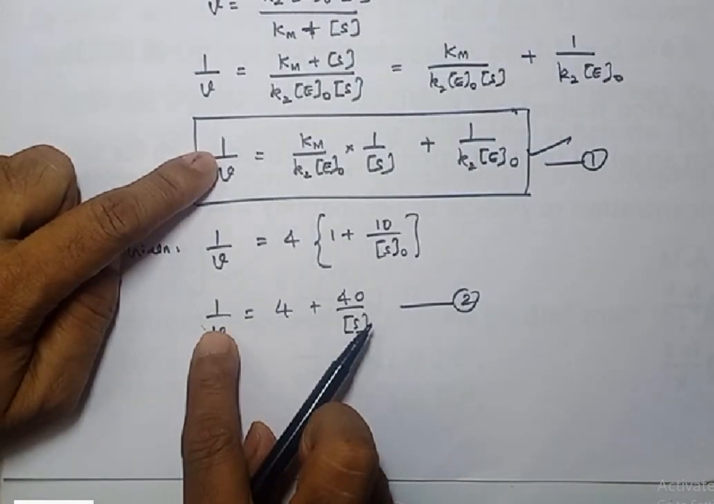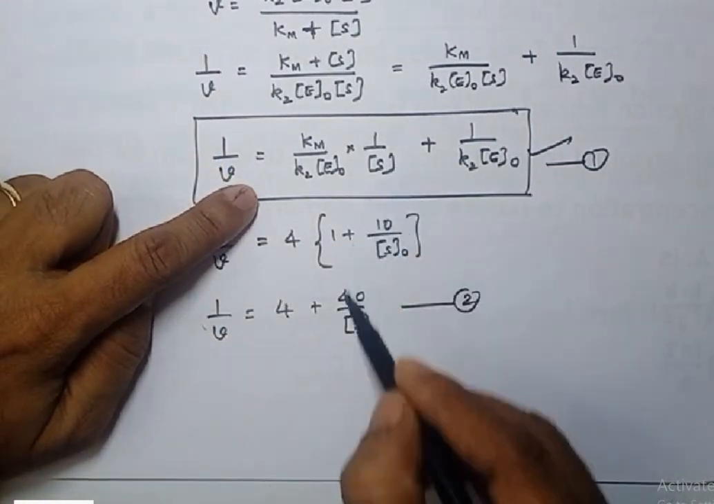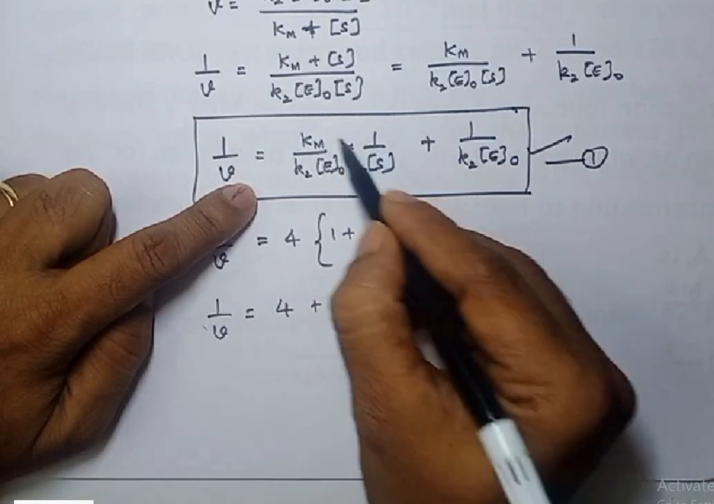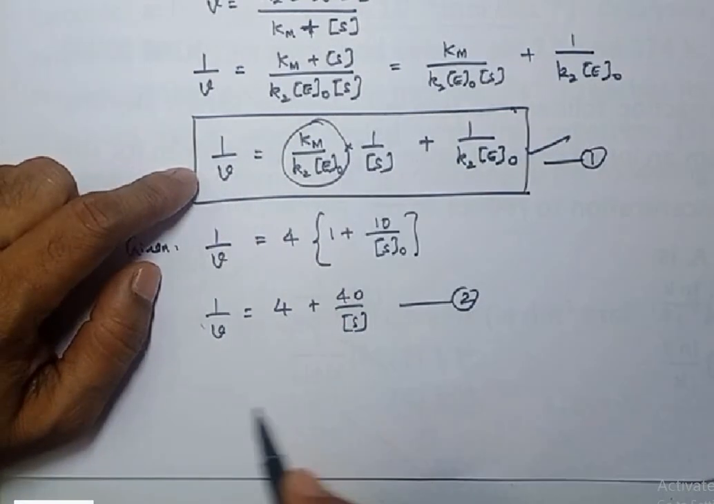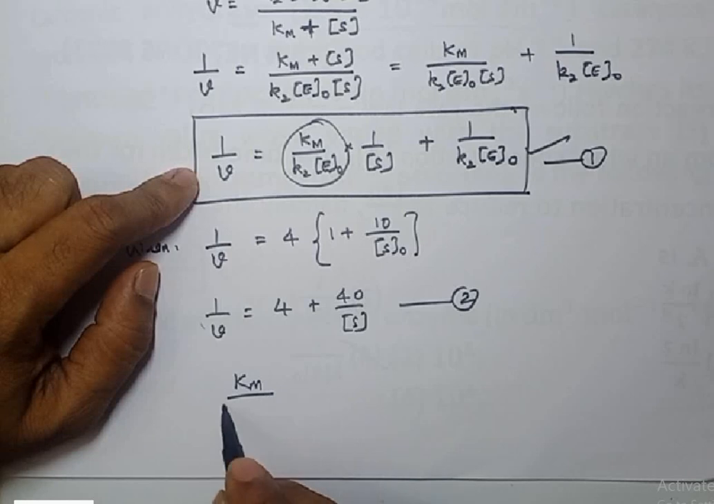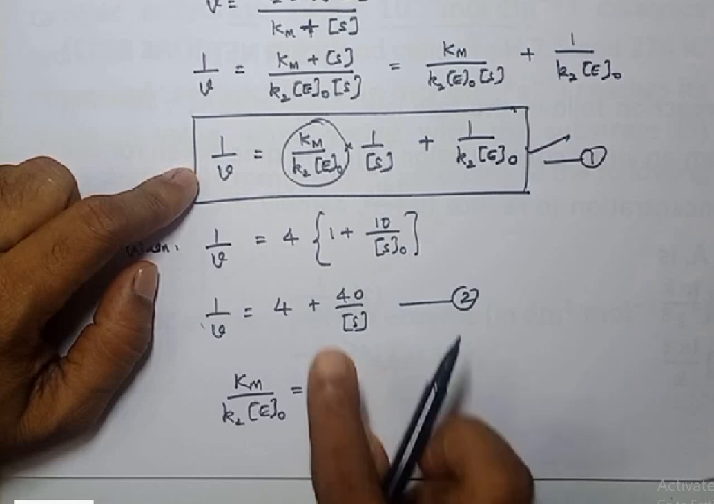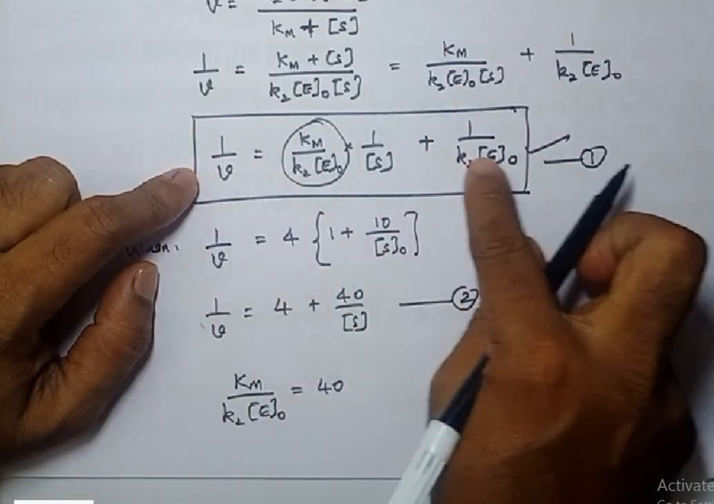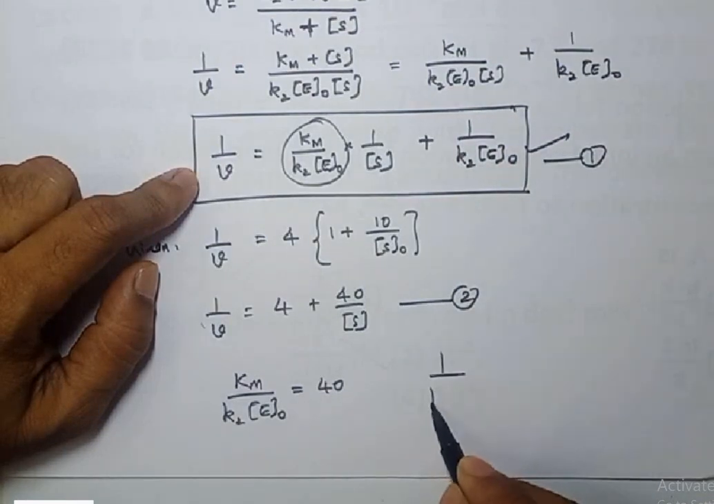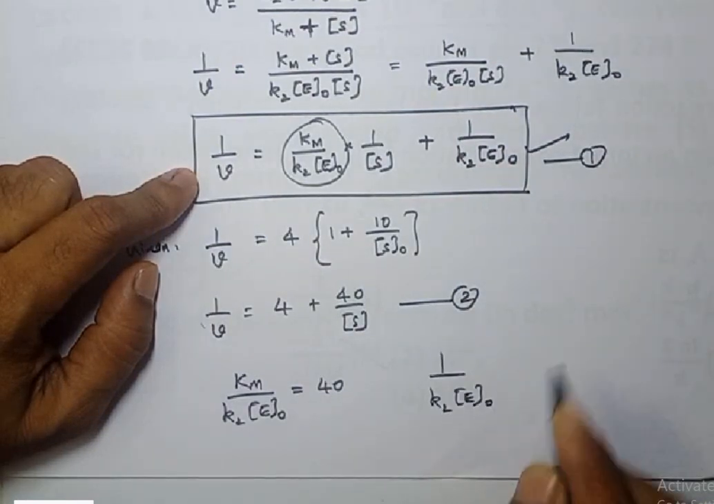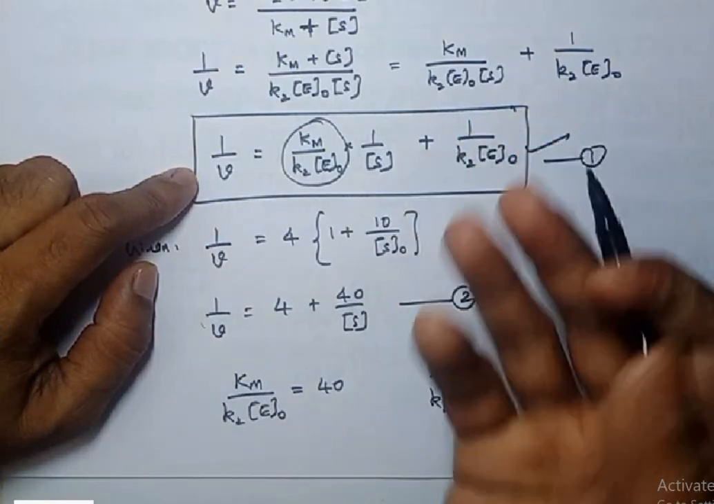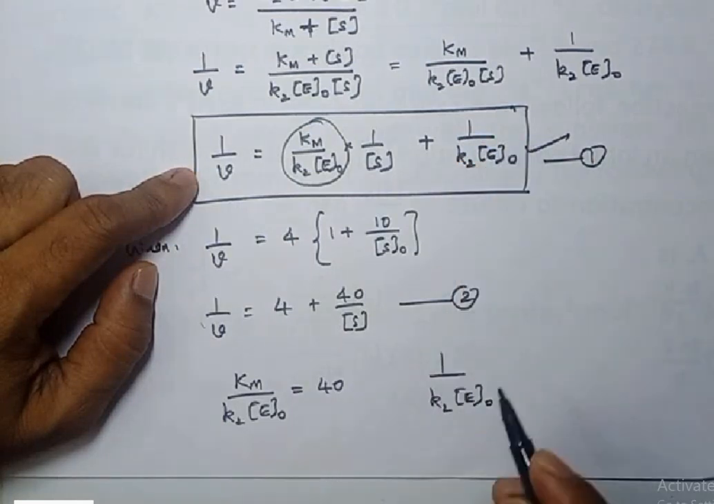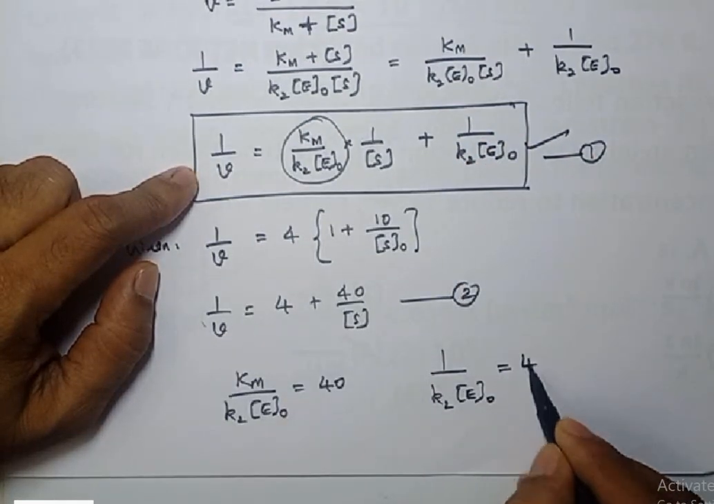On the left hand side I have 1 by V, 1 by V. On the right hand side, here I have a 1 by S term, here I have a 1 by S term. Therefore, this quantity is supposed to be equal to 40. By comparing these two, we can write Km by K2 into E naught is equal to 40. And this constant number is supposed to be equal to 1 by K2 into E naught. Why is this constant? Because the enzyme is a catalyst here. Catalyst concentration remains as such, correct? So it is a constant. This is also constant, so this is supposed to be equal to the number 4.